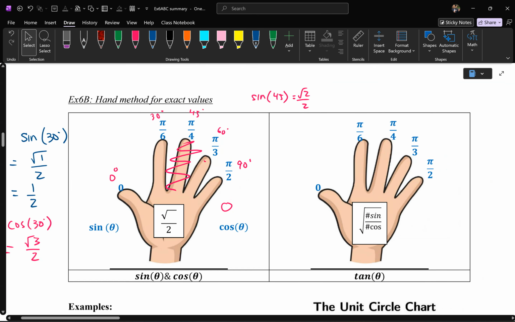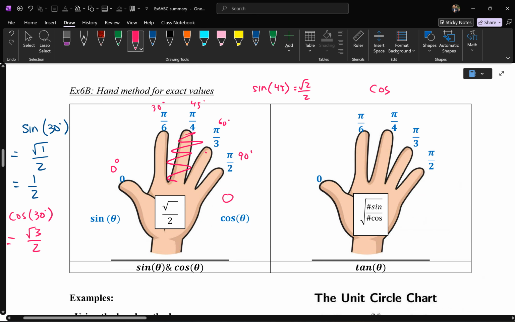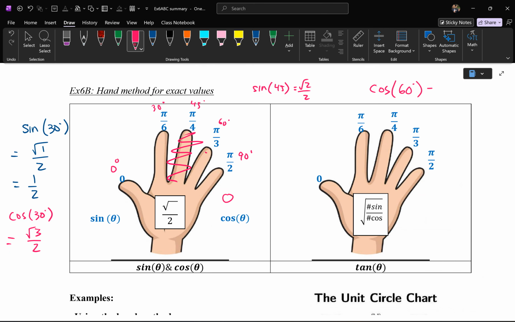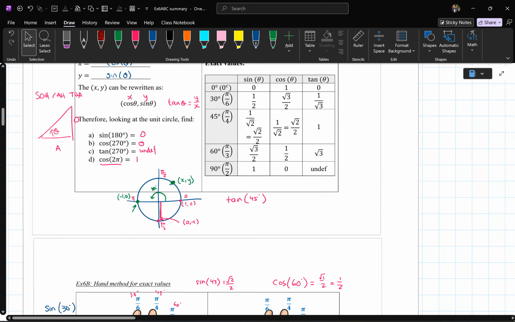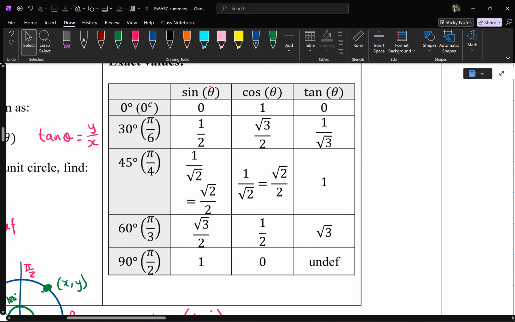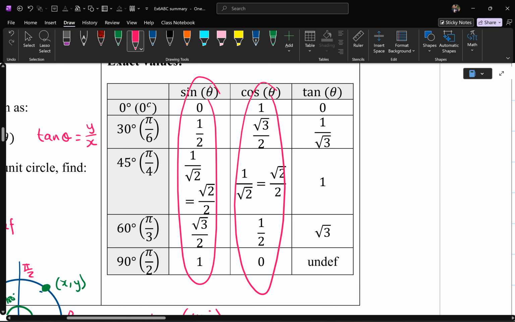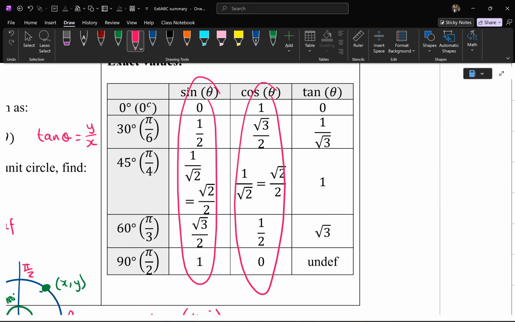Let's try another one. Let's go with Alicia. Cos of, am I done 30? Yeah, I've done 30. Cos of 60 degrees then. Which finger is 60 degrees? Good. The ring finger. So I chop this one off. How many cos fingers do I have? 1. So it's root of 1 on 2. It's half. What I've just done there with you and all of you, if you've now memorized all this, just following that rule I just showed you, that's 10 out of 15.